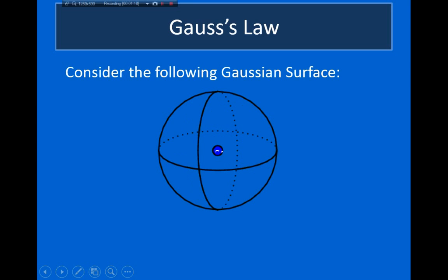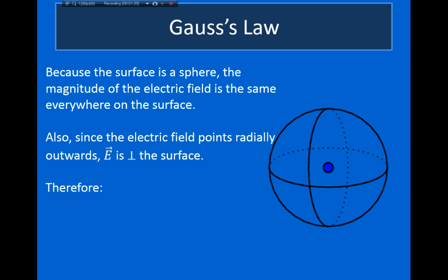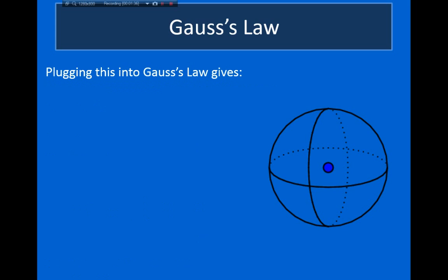electric field everywhere. So what this means is that the flux through my surface is just going to be equal to the magnitude of the electric field at the surface times the area of the surface. And the area of a sphere is 4 pi r squared. So if we apply Gauss's law, Gauss's law tells us that the flux through a closed surface is equal to the charge enclosed in the surface divided by the permittivity of free space.